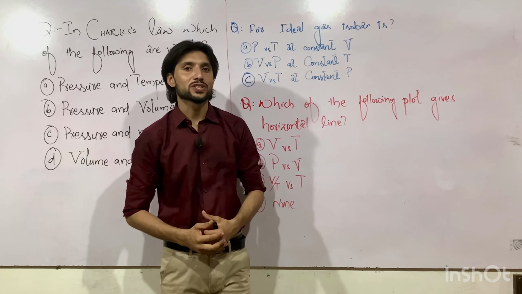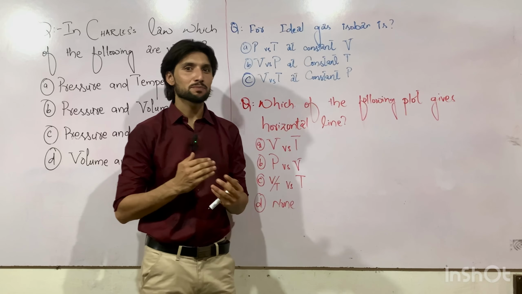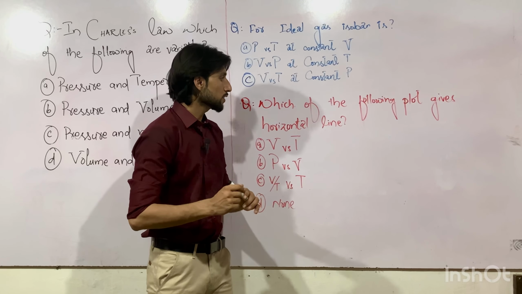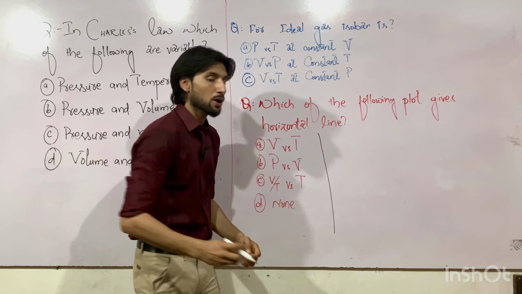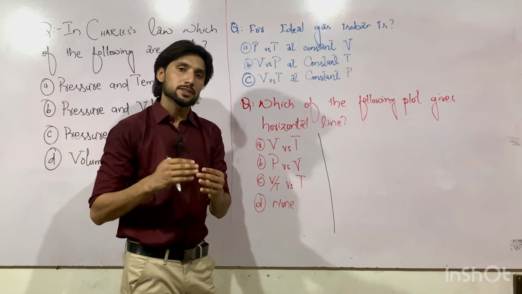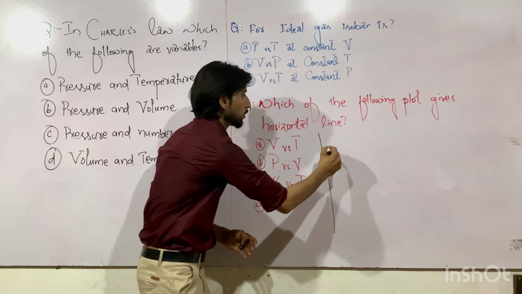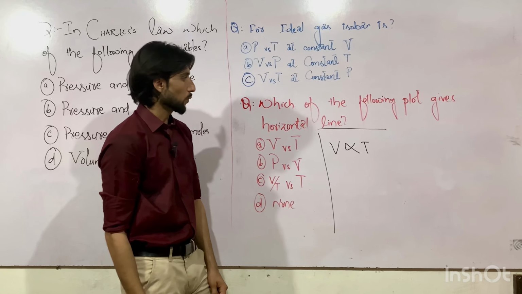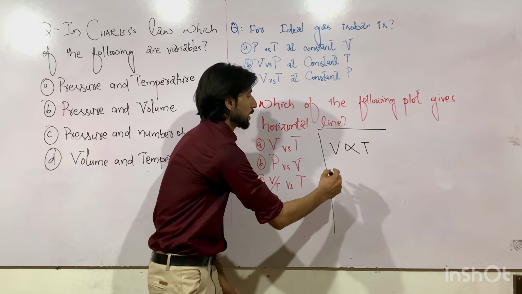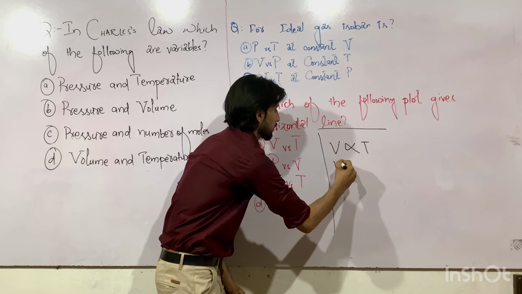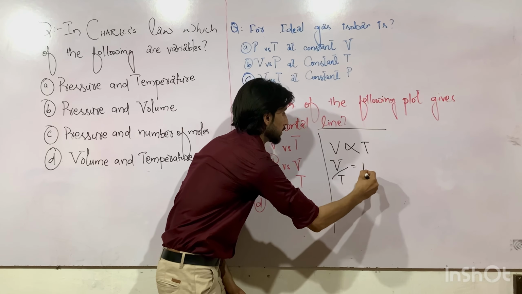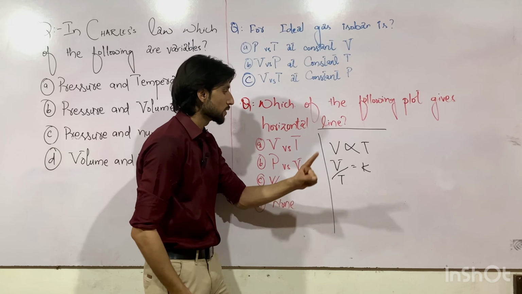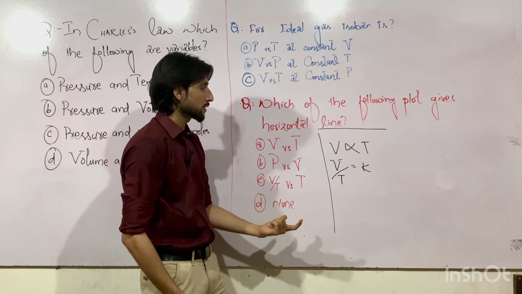So according to Charles' law, there is a relation between volume of a gas and its temperature. For a fixed amount of gas at a certain pressure, its volume will be directly proportional to its temperature. In other words, V over T would be equal to a constant. The ratio of volume to temperature will be a constant value.